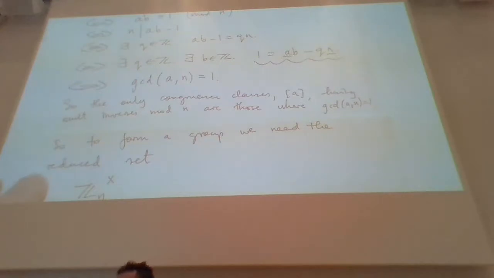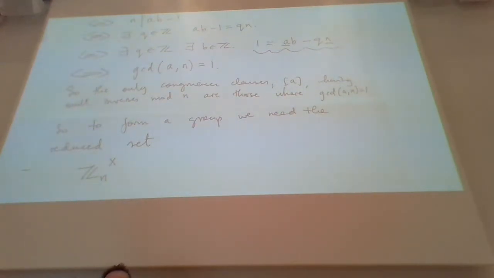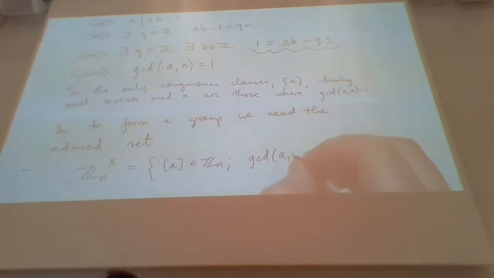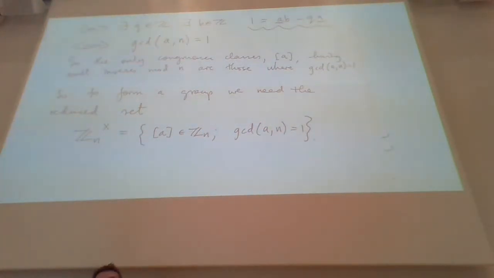and we indicate this by putting a superscript of the multiplication sign, or some authors use an asterisk, but something that indicates the multiplication going on. And this is the set of congruence classes A from Zn, but GCD of A and n is 1. Okay? So it's the congruence classes that are co-prime to the modulus. Then everything checks out.